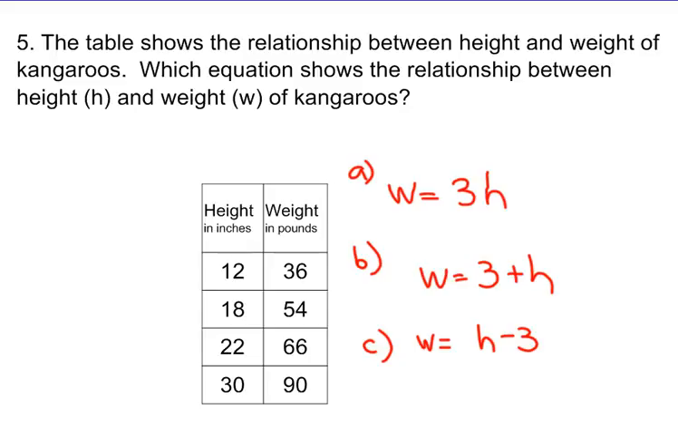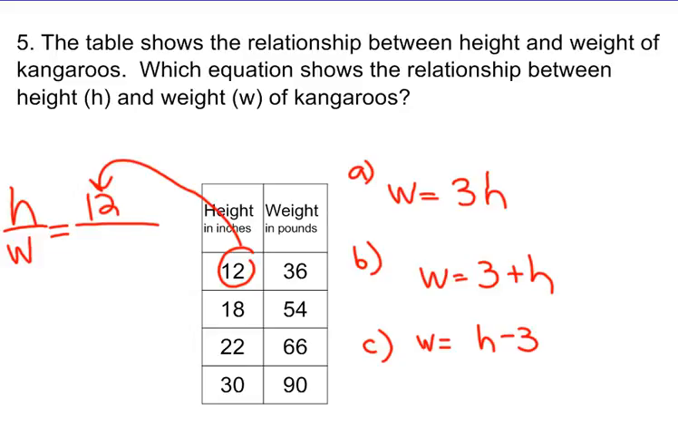Question 5 says, the table shows the relationship between height and weight of kangaroos. Which equation shows the relationship between height and weight of kangaroos? Is it A, B, or C? Well, we did this one in class today, so let's practice. First, let's take a proportion and do height to weight, since that's what they give us. We'll say height to weight, H to W, equals, now let's look at our table. Here's a height, so I put that in height.